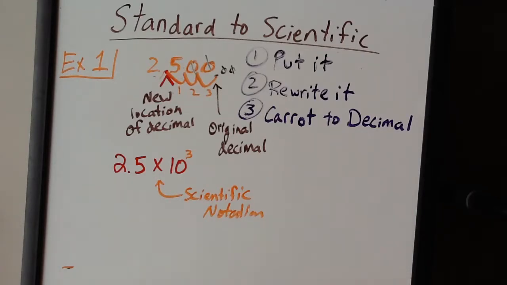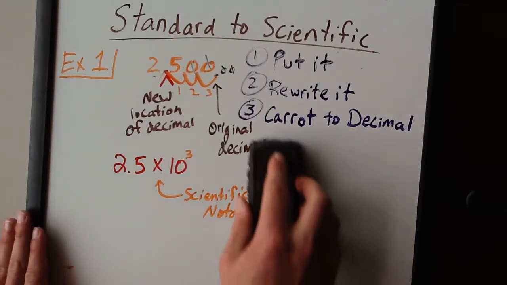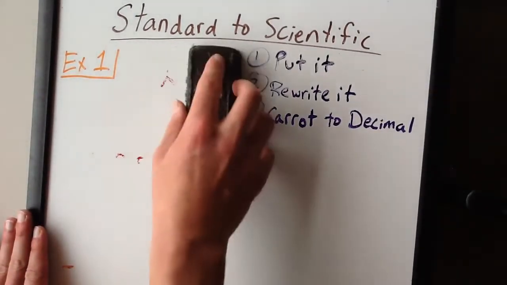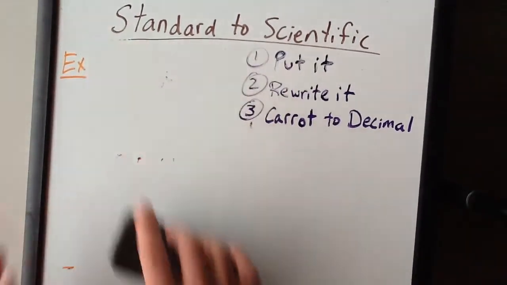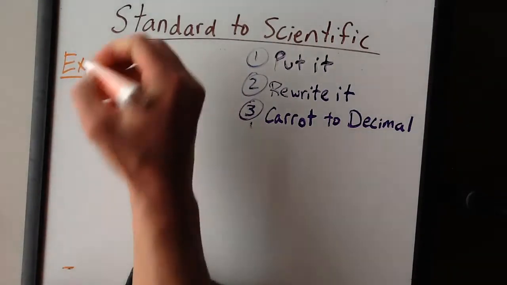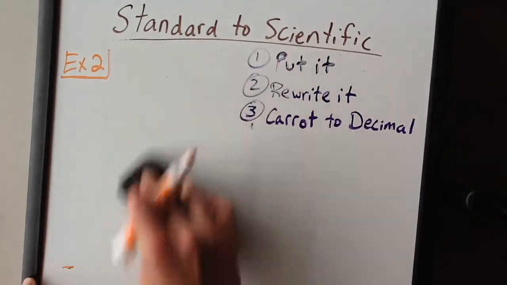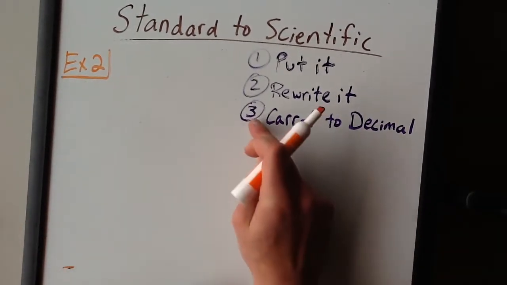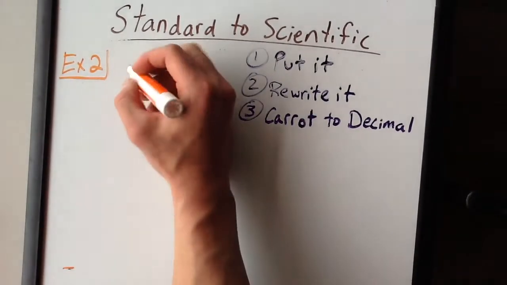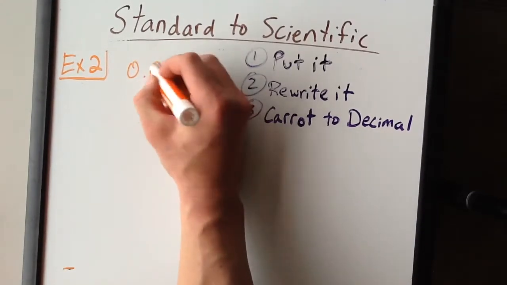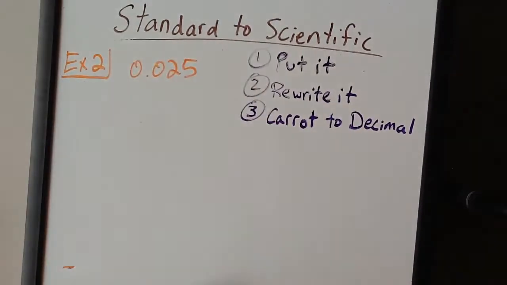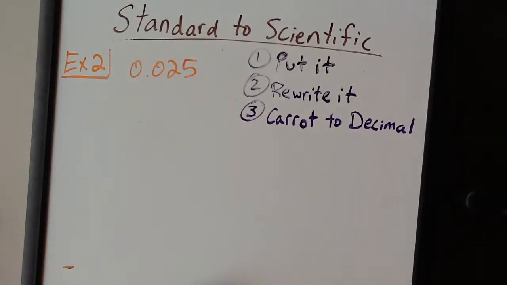Now let's do example number 2. Example number 2, go ahead and erase some of this. Okay, so skip a line, and then let's do example number 2. I'm going to follow the same 3 steps. This time my number is 0.025, so 25 thousandths. This is standard notation. I want to write this in scientific notation.